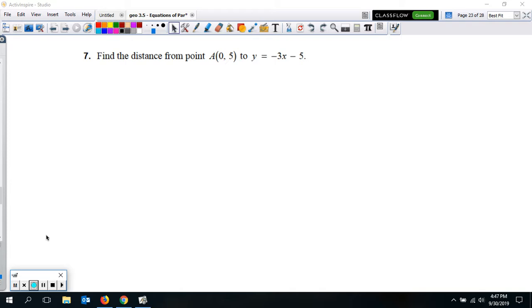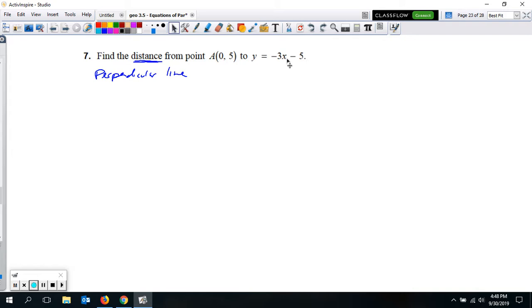Okay, so here at number 7, find the distance from point A, which is (0, 5), to the line y equals negative 3x minus 5. So again, we could plot this and look at the graph of this, but we don't have to find the answer here. Remember when it says find the distance, it always means a perpendicular line. A distance is always going to be along a perpendicular line from a point to another line. And so we need to use a perpendicular.